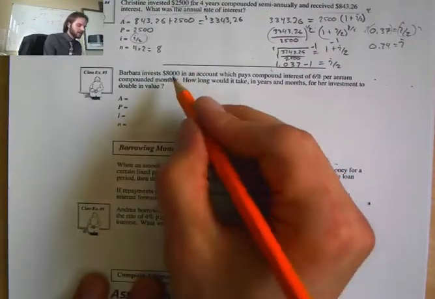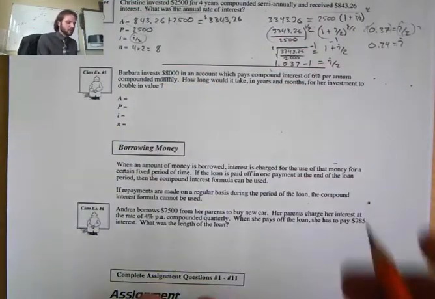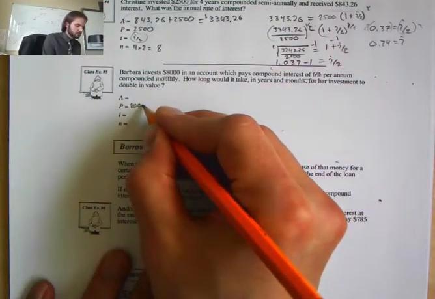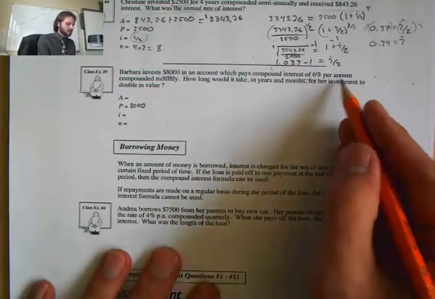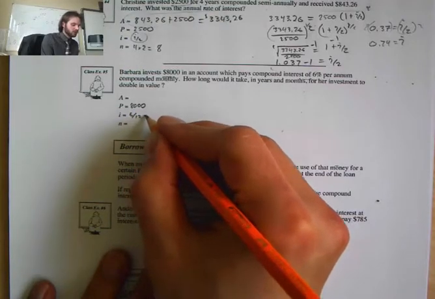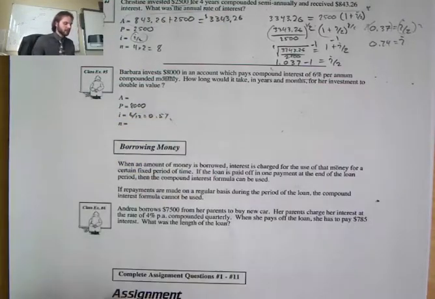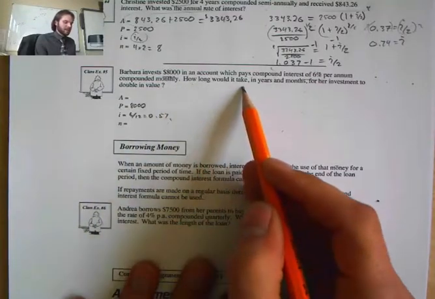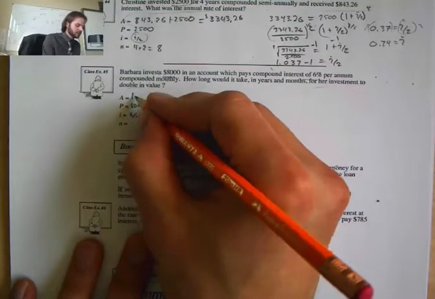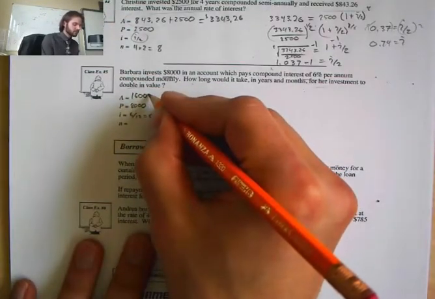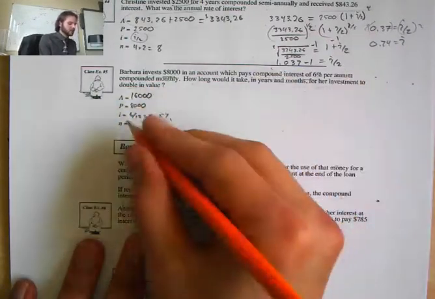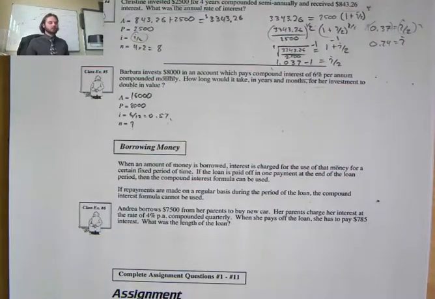It says Barbara invests $8,000 in an account which pays compound interest of 6% per annum. So she invests $8,000, and it's 6% per annum compounded monthly. So that's 6 divided by 12, which is 0.5%. How long would it take in years and months for her investment to double in value? So this has to be 16,000. And we want to know my n. So this is an exponent we're trying to figure out.